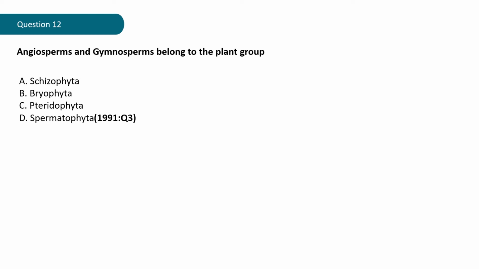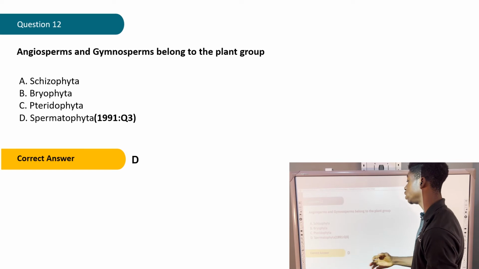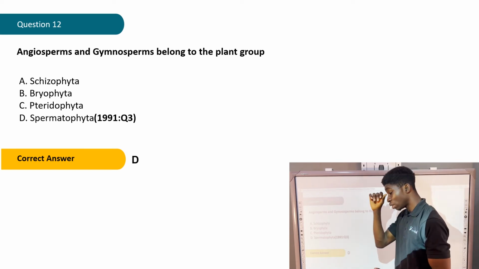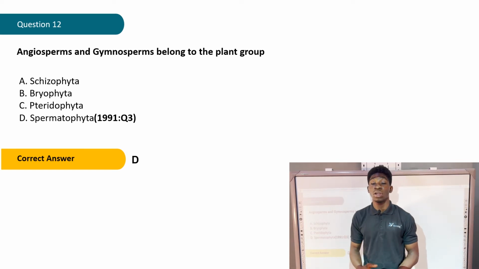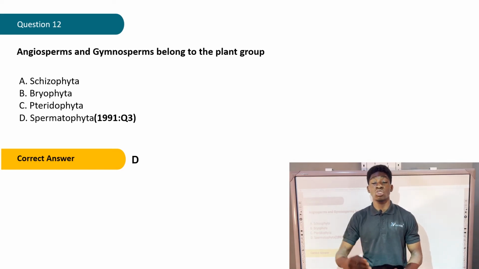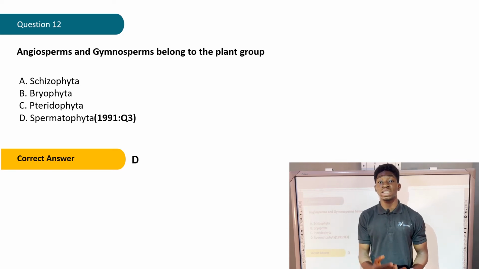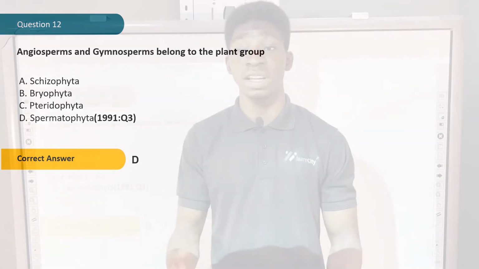Now let's see what the correct answer says. The correct answer is D. Spermatophyta. As I've mentioned before, the spermatophyta are what we call the seed-bearing plants. They are called spermatophyta. Sperm in Greek means seed. So spermatophyta are the seed-bearing plants, and they are divided into two.